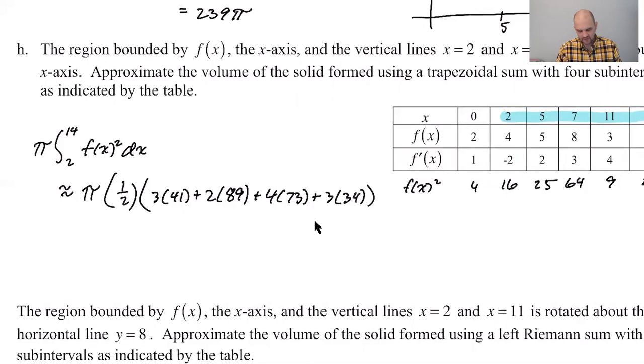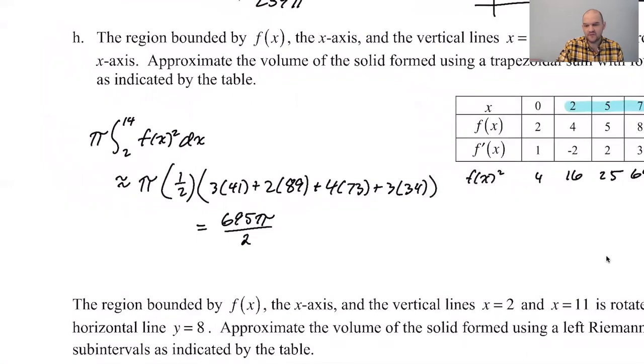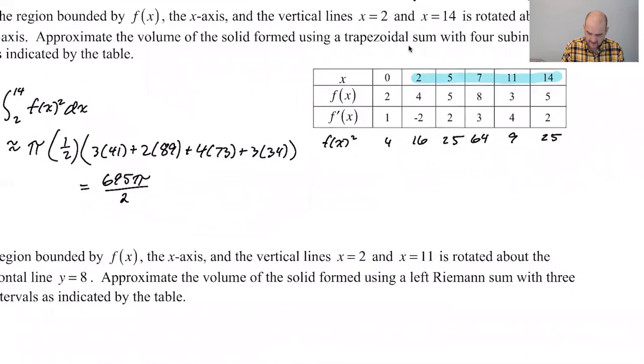So this one, I find people find this one more confusing because people are like, oh, we're rotating trapezoids. You're not rotating trapezoids. You're just using a trapezoidal sum to approximate a definite integral. So you're not rotating a trapezoid at any point in time. You have trapezoids that you're using to approximate the area under this graph, f of x squared, not under the graph of f of x.